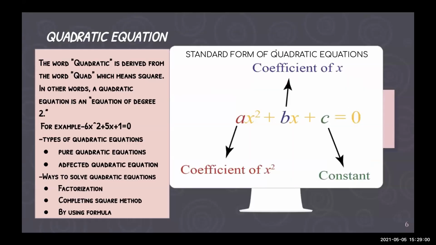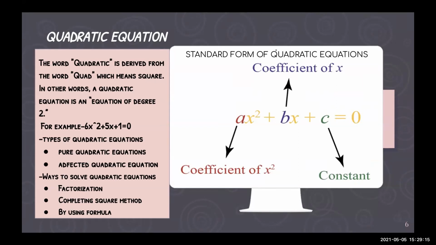Quadratic equation. The word quadratic is derived from the word quad, which means square. In other words, a quadratic equation is an equation of degree 2. Quadratic equations are divided into two types. They are pure quadratic equation and affected quadratic equation.